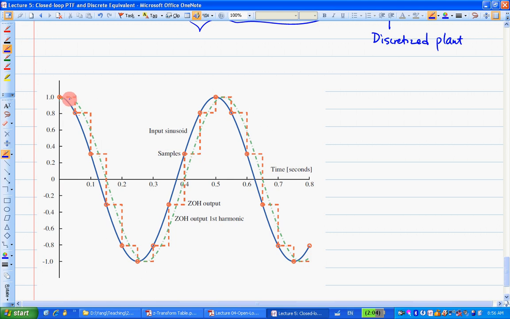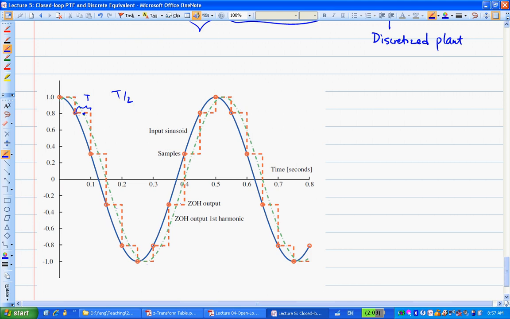Then if you take the average of this zero order hold output and connect the averages, you end up with another sinusoidal here. That makes sense? If you compare these two sinusoidals, one is shifted. More precisely, the green one is delayed. Delayed by how much? If we're taking the average, this one here is T. Exactly, the green one, which is the one out of this zero order hold, is delayed by T over 2 compared to your original one.